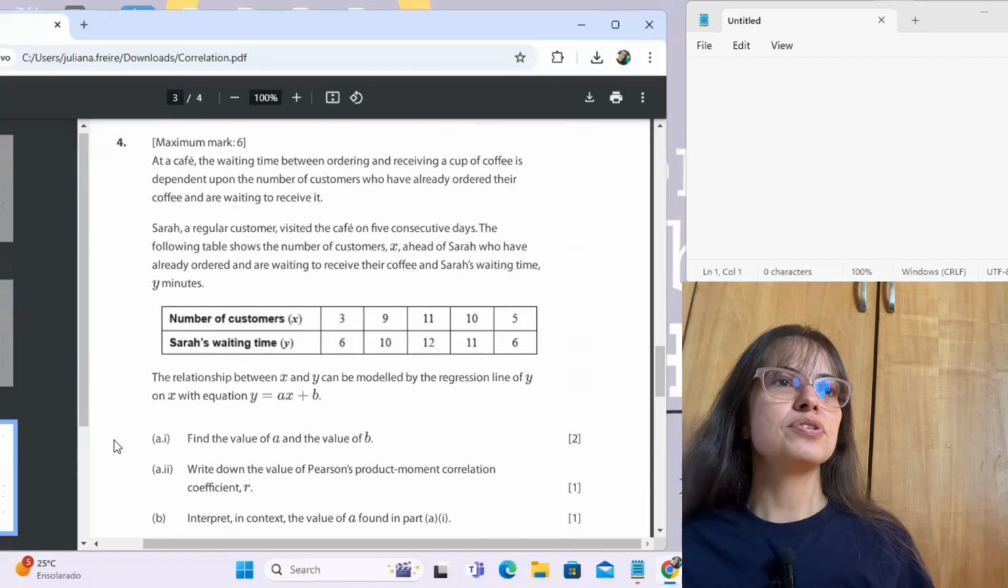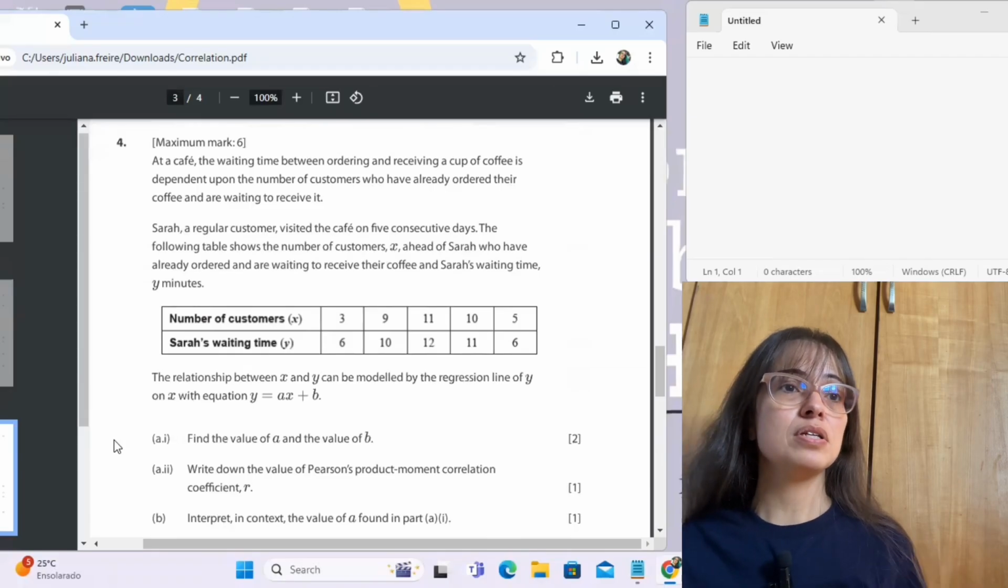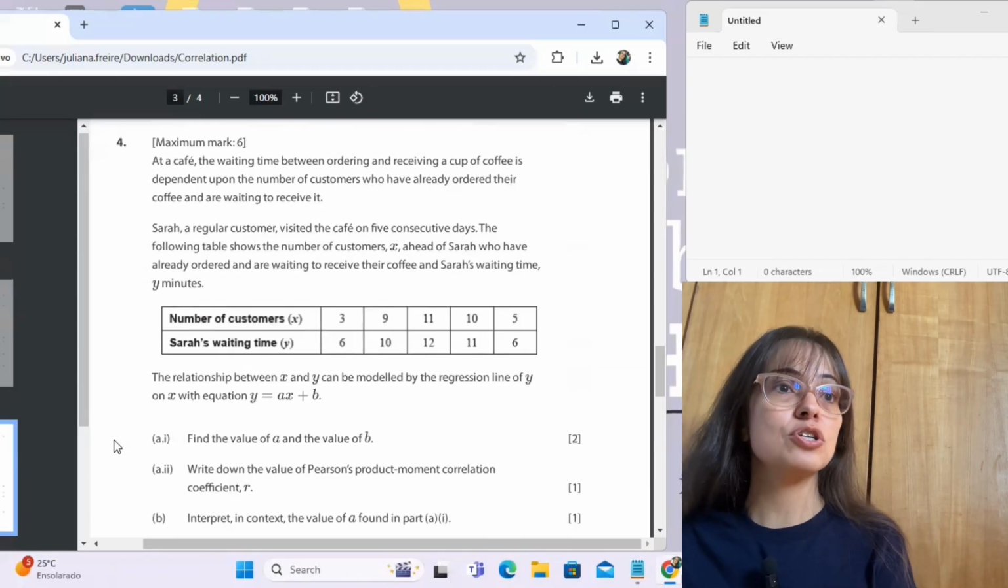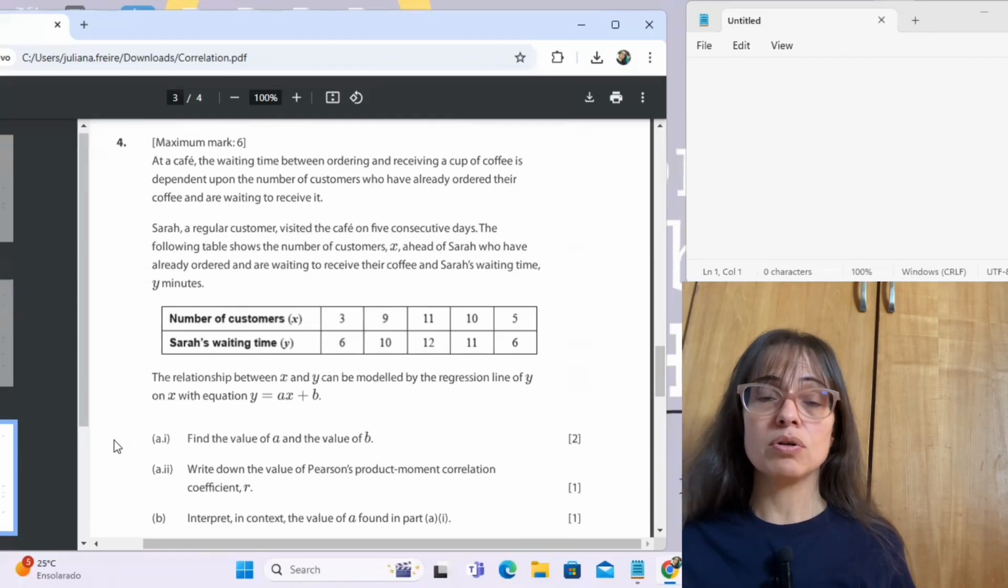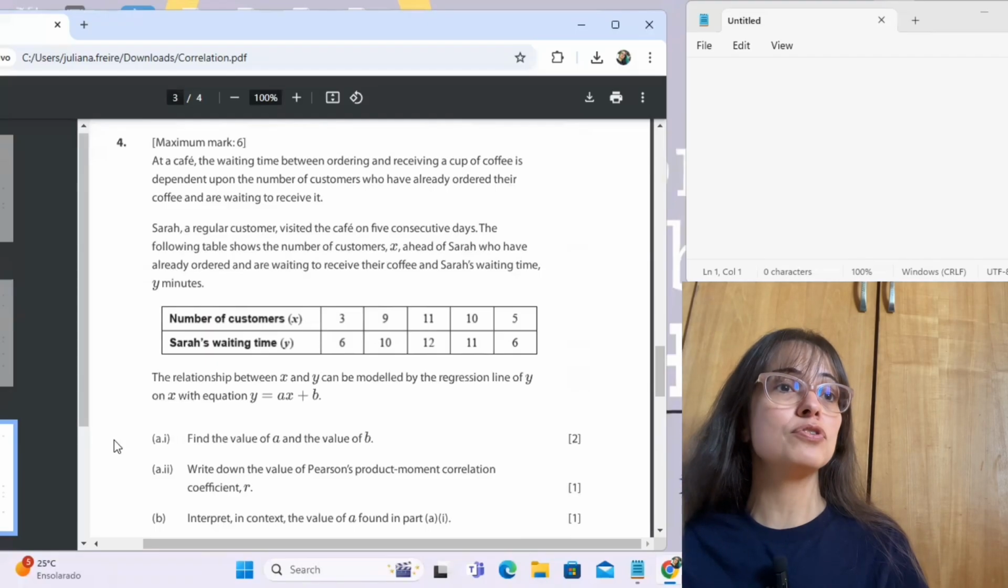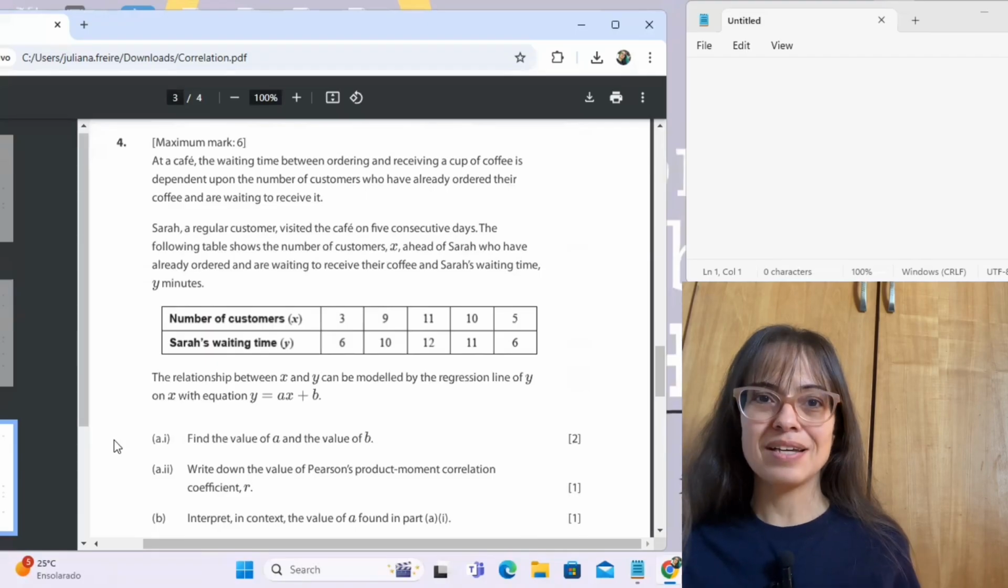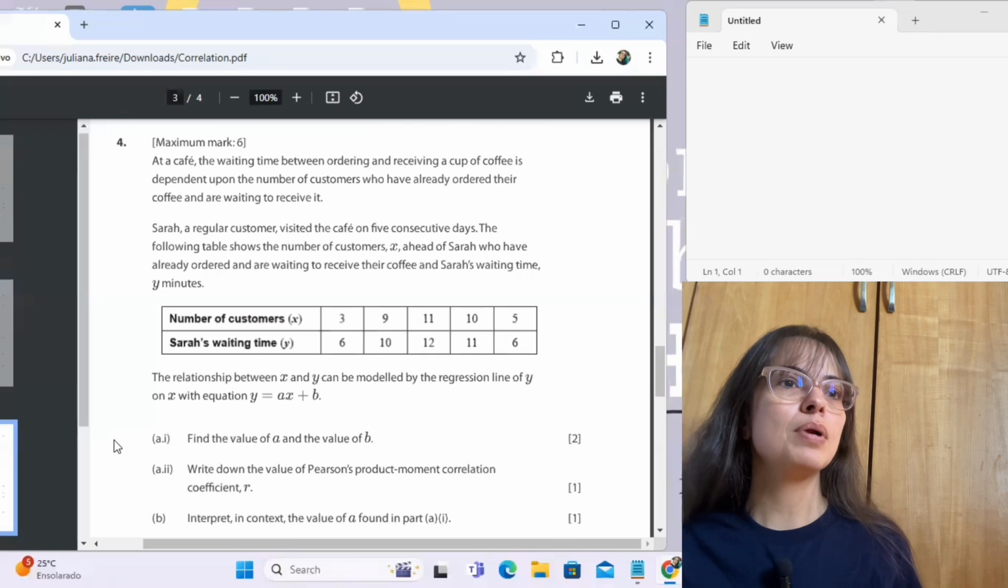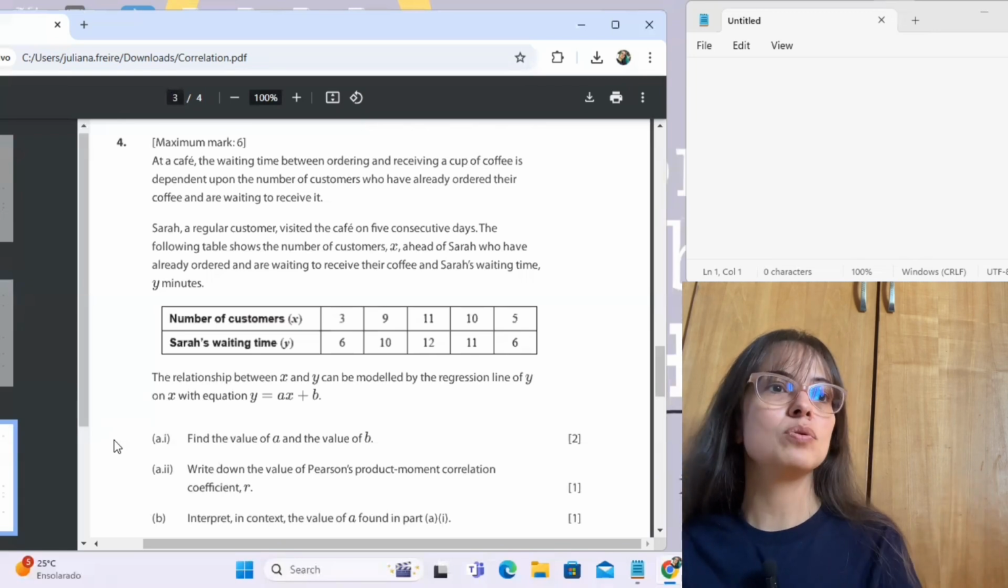Okay, so here's another similar looking question. You have a set of data. He's going to ask you for the regression line. This time it is the number of customers and how long I'm going to have to wait for my coffee at the coffee shop. Of course, the time is the thing that depends on the number of people there, not the other way around, and that is exactly the way that he's asking about it.